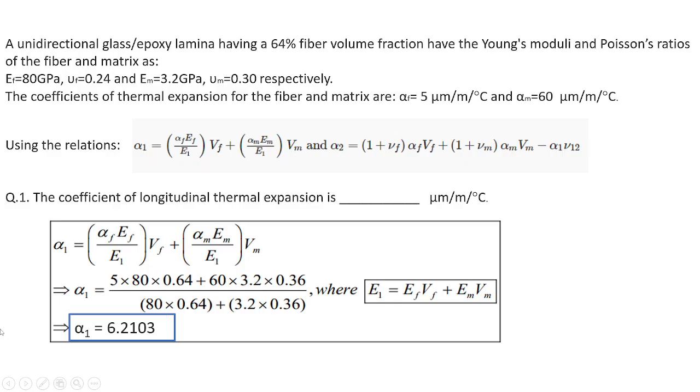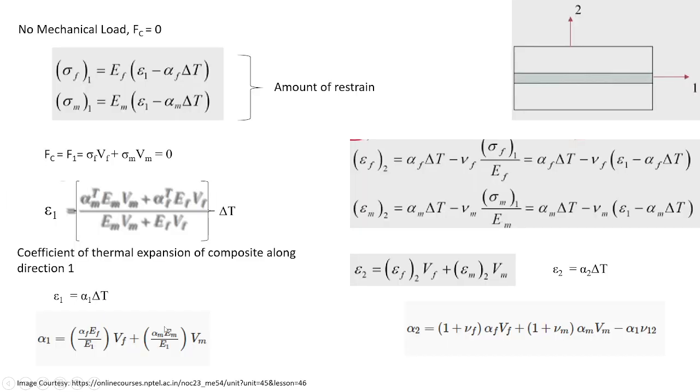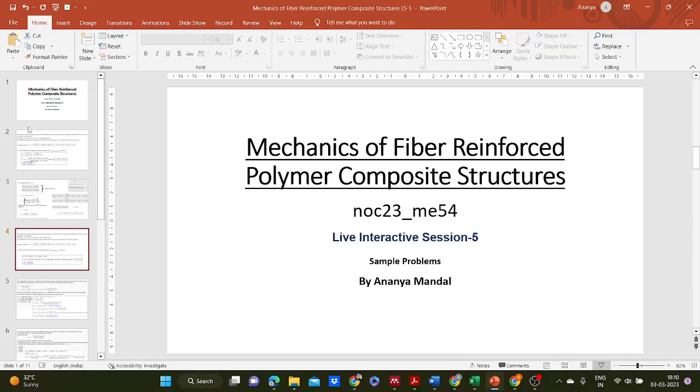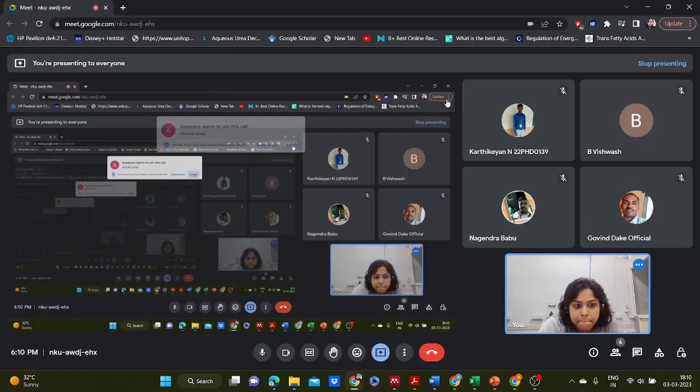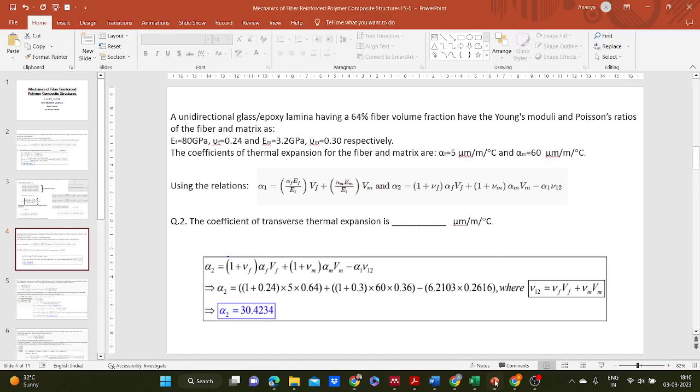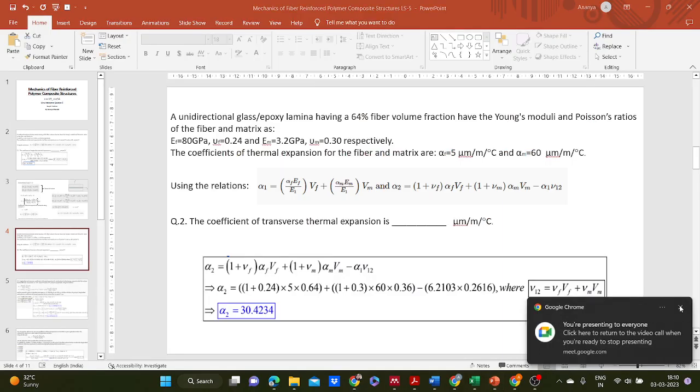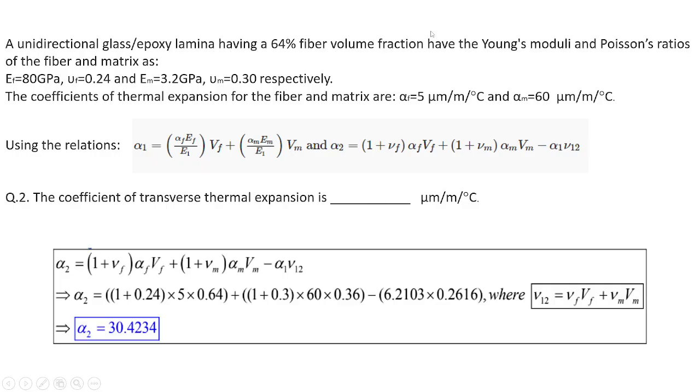So back to the question, here they ask to find the coefficient of longitudinal thermal expansion. Longitudinal is direction 1. So we put the values that are already given in the question in this first equation to find alpha_1, and we will find the answer. The next question, with the same data, asks for the coefficient of transverse thermal expansion, which is alpha_2. So we put all the values in this equation for alpha_2, and we will finally get the answer.